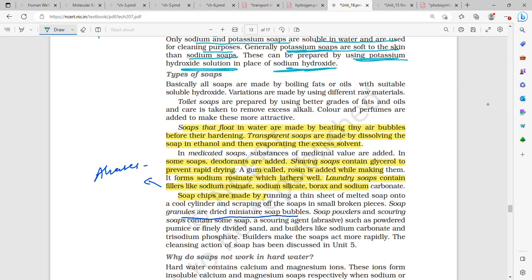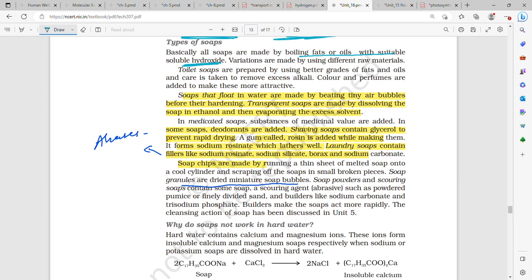Types of soaps. Basically, all soaps are made by boiling fats or oils with suitable soluble hydroxide. Just like the sodium and potassium salts of stearic, oleic, or palmitic acid, which were made by heating the glycerol ester of fatty acid along with sodium hydroxide solution to obtain the sodium salt, or potassium hydroxide solution to obtain the potassium salt or soap, similarly all soaps are made by boiling fats or oils with suitable soluble hydroxide. Variations are made by using different raw materials.